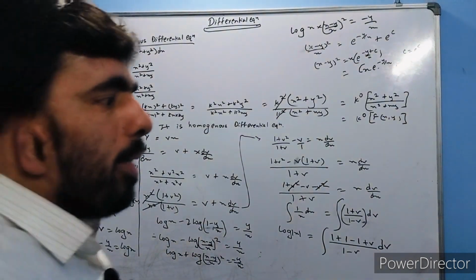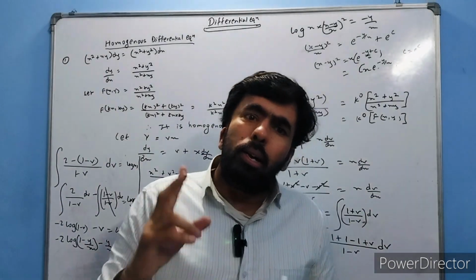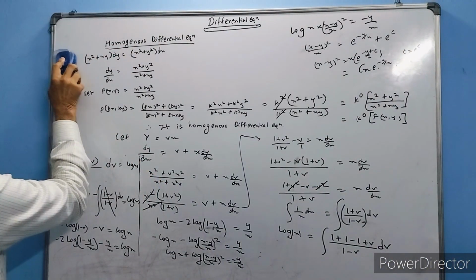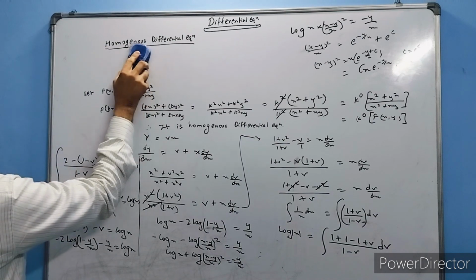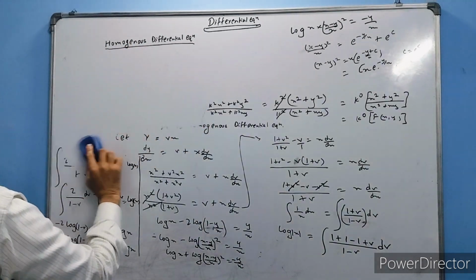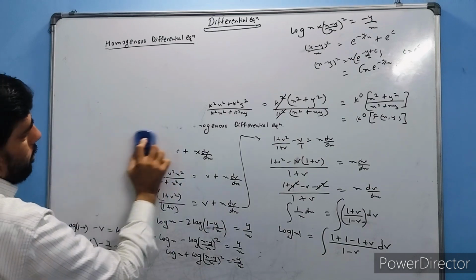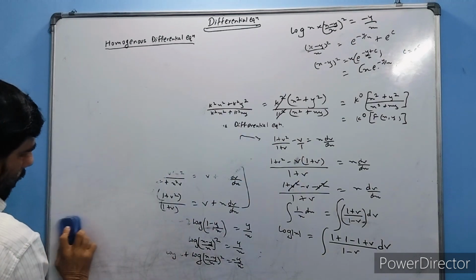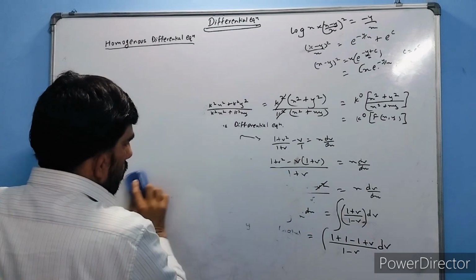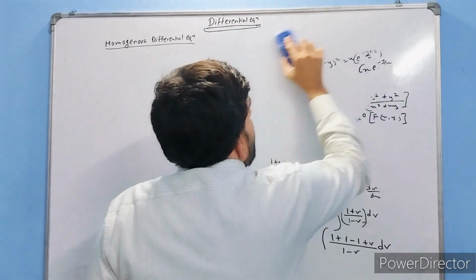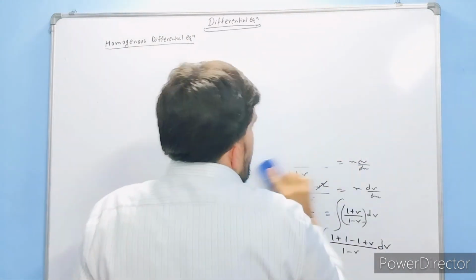So now let us try to solve the second numerical. We have solved the first one, now we'll try to solve the second one. That is how we are able to solve such homogeneous differential equations and find the general solution. So now let us try to solve the second numerical.